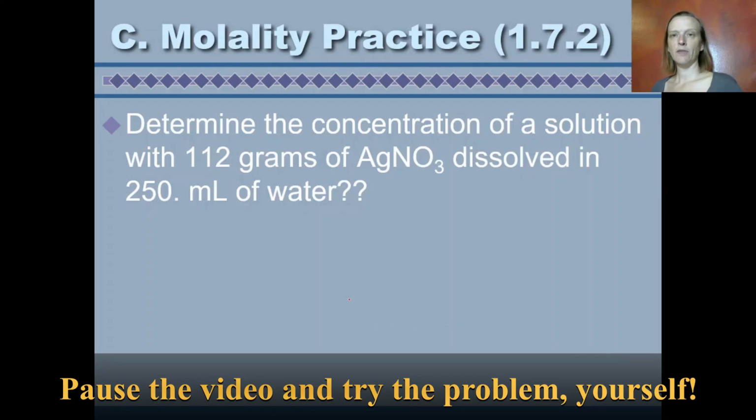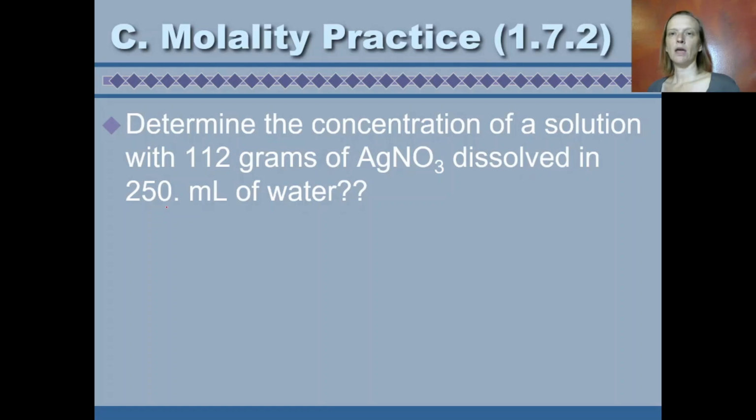Let's do another example. Determine the concentration of a solution with 112 grams of silver nitrate dissolved in 250 milliliters of water. Okay, this didn't actually tell me that it wants the concentration in molal. However, when I'm told the volume, I'm told that it's just the volume of water. It doesn't say the volume of solution. It says the volume of just the water. And that's a clue that we want a molal answer.